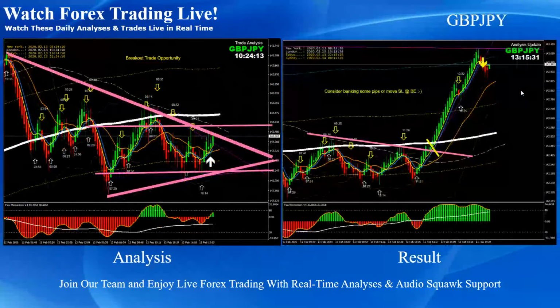Pound yen, pretty straightforward. This was the consolidation breakout, a beautiful long trade on pound yen.